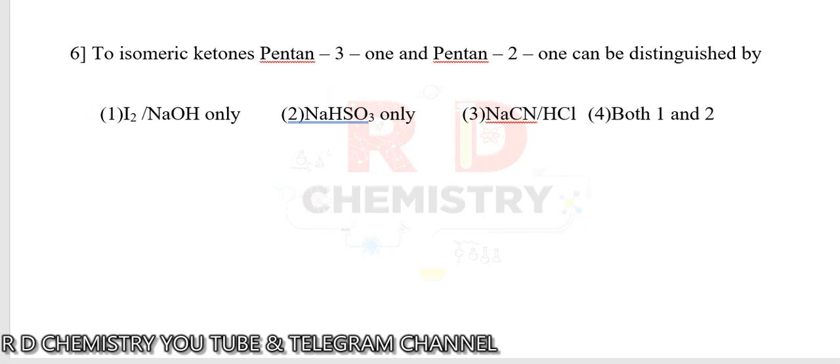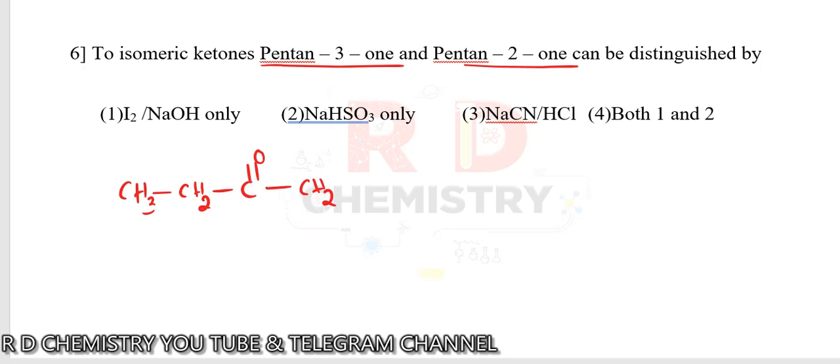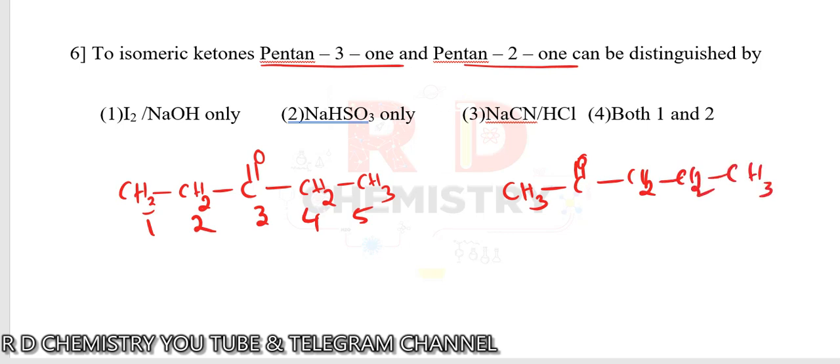Question number 6. Isomeric ketones pentan-3-one and pentan-2-one can be distinguished. We'll write the structure. Pentan-3-one: CH3, CH2, ketone is there on the third carbon atom, correct? Then we have got CH2 and we have got CH3. Carbon number 1, 2, 3, 4, 5. Correct? 3-pentanone. 2-pentanone: CH3, ketone on the second carbon atom, then CH2, then CH2, then CH3. Correct? Carbon number 1, 2, 3, 4, 5.